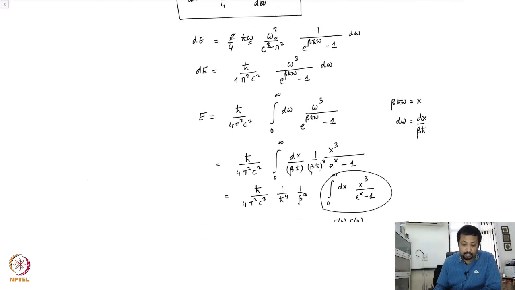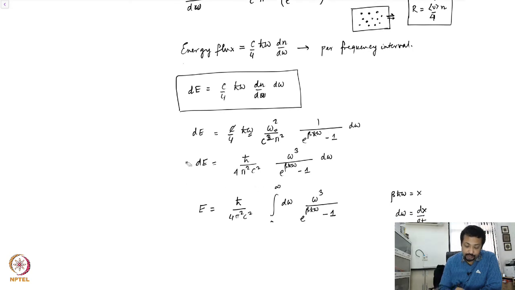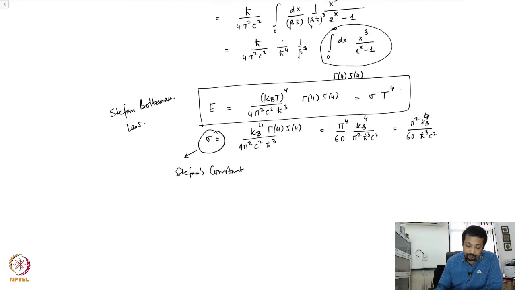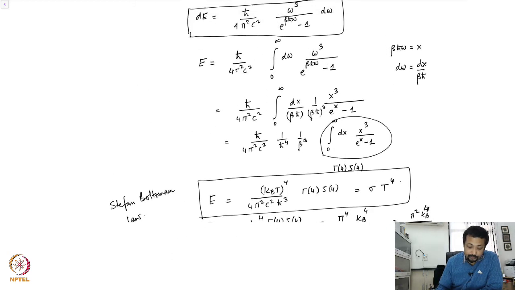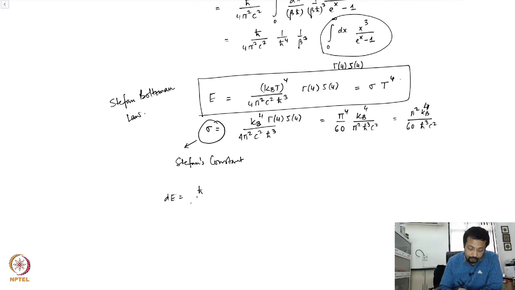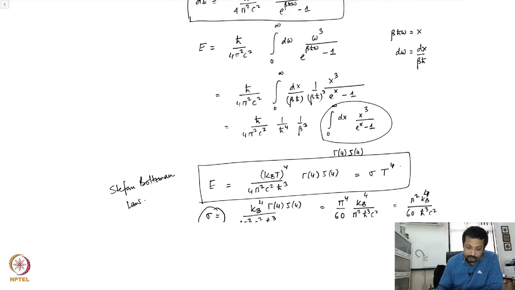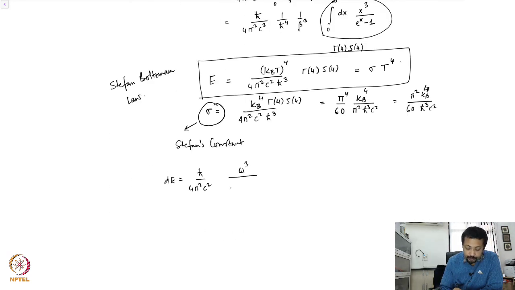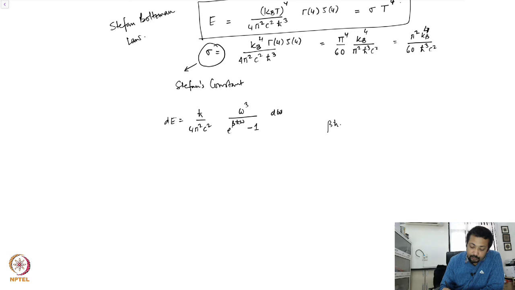As a concluding remark, we come back to this expression that we have over here, and we look at dE, which is going to be h bar over 4 pi square c square, and then I have omega cube over e to the power beta h bar omega minus 1 d omega. Now, if beta h bar omega is much, much larger than 1, we have dE is going to be h bar over 4 pi square c square omega cube e to the power minus beta h bar omega d omega.